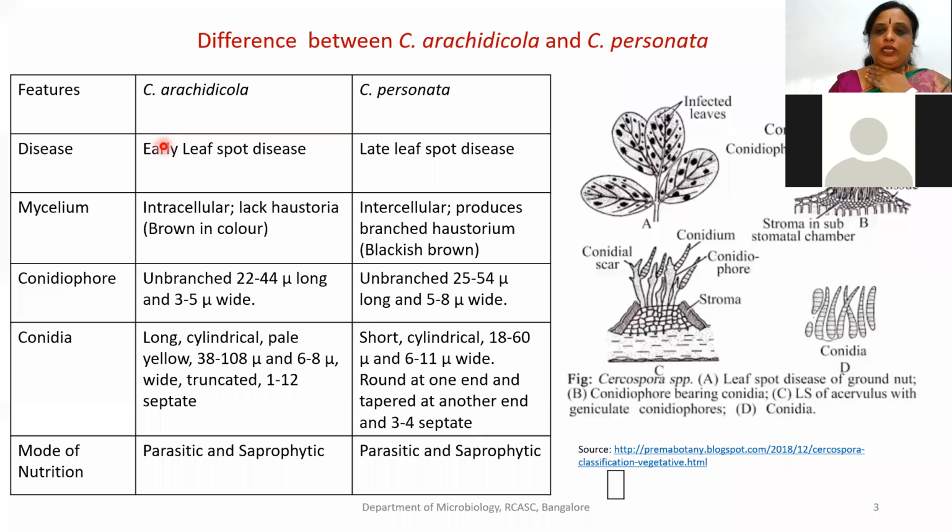Cercospora arachidicola, as I had mentioned, causes early leaf spot, whereas Cercospora personata causes late leaf spot. Why is it called early leaf spot? Because the symptom becomes visible earlier than the visible symptom caused by Cercospora personata. Then coming to the mycelium.